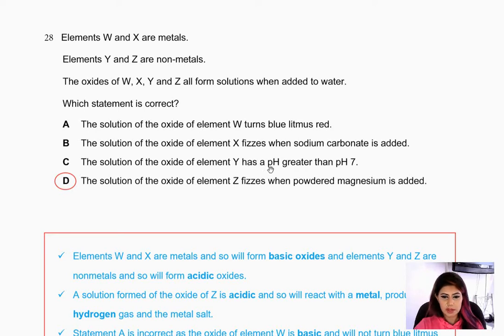The solution of the oxide of Y has a pH greater than 7. Y should be basic to have a pH greater than 7. But Y is a non-metal, so it should be acidic. Can't be right. So this is the only answer. Let's double check this one. If we add magnesium to Z, it fizzes. When we add acid to a metal, it forms hydrogen gas, and that's why it says fizzes. So magnesium has to react with an acid, which is Z. Z is an acid because non-metals form acidic oxides, right? That's why.